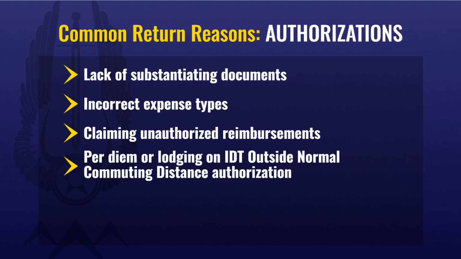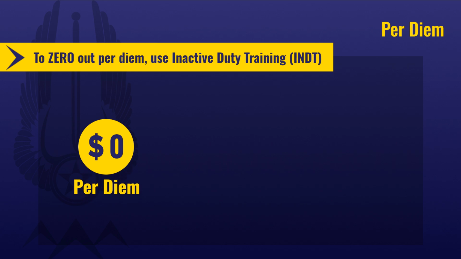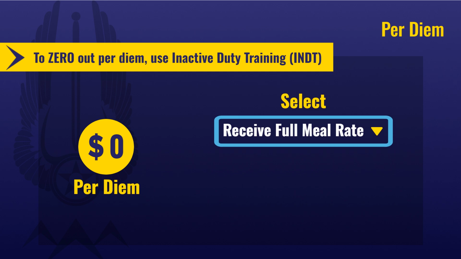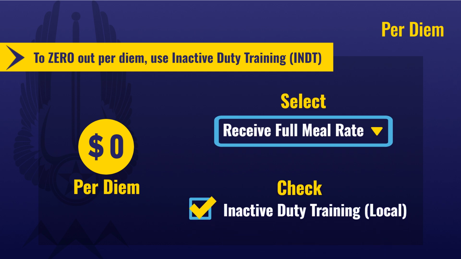Your IDT outside normal commuting distance authorization will be returned if you include per diem or lodging. IDT outside normal commuting distance authorizations never include these two items. When zeroing out per diem on your authorization, use the inactive duty training option, which is listed as INDT on DTS. Select Receive Full Meal Rate, and then check the inactive duty training local box under duty conditions.